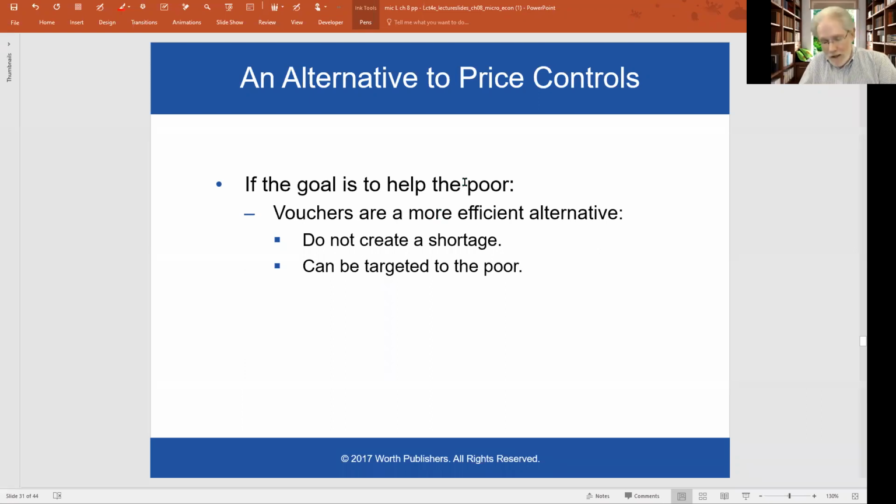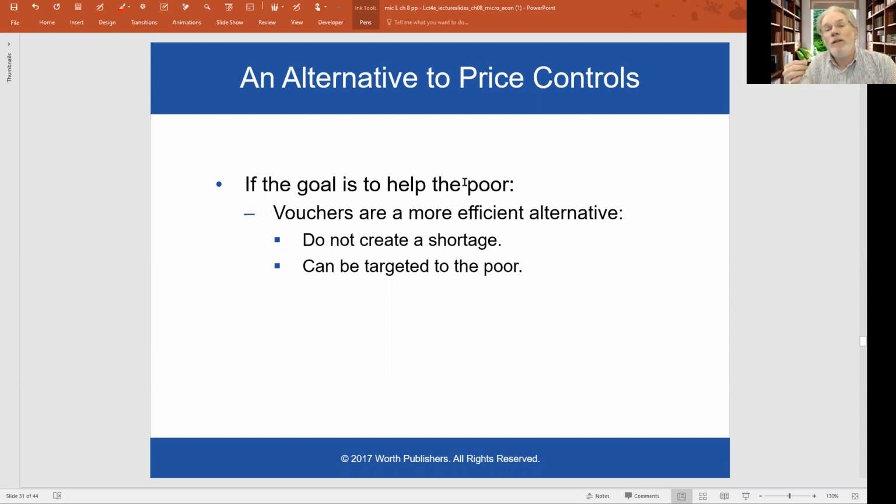We need to recognize that anytime we try to help one group, there's going to be a cost that's going to be imposed on somebody else. Okay? But that's not inherently a bad thing to do. So what economics does, what it helps us with, is to look at any given policy and try to figure out what the consequences will actually be. That's what we've been doing.